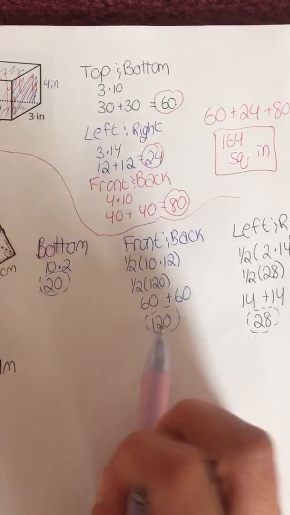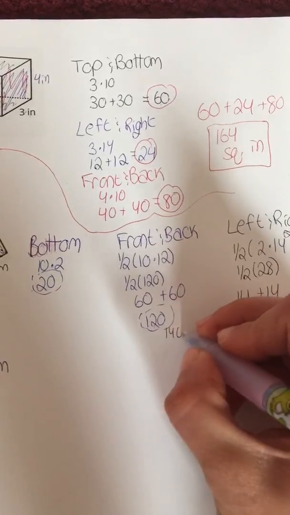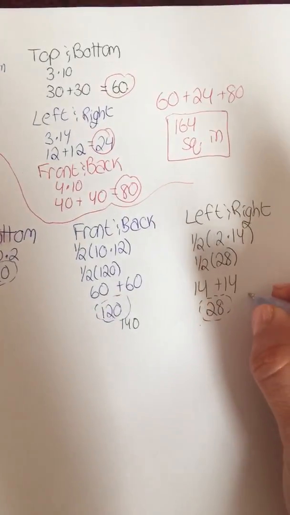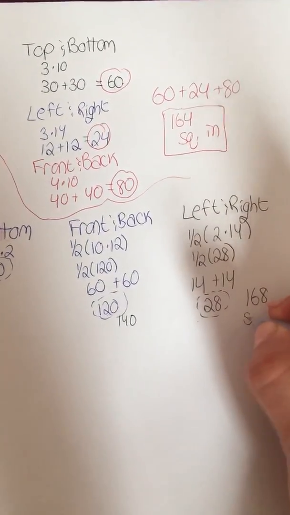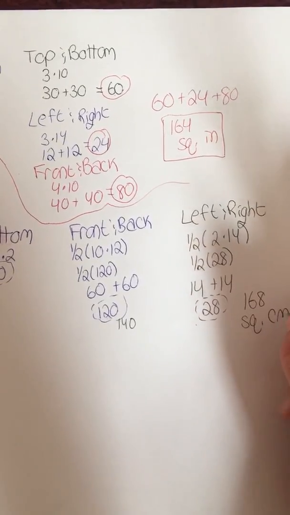Then you just need to add all of these 3 together to get the total surface area. So 20 and 120 would be 140. 140 and 28 would be a total of 168. And in this case, it's square centimeters.